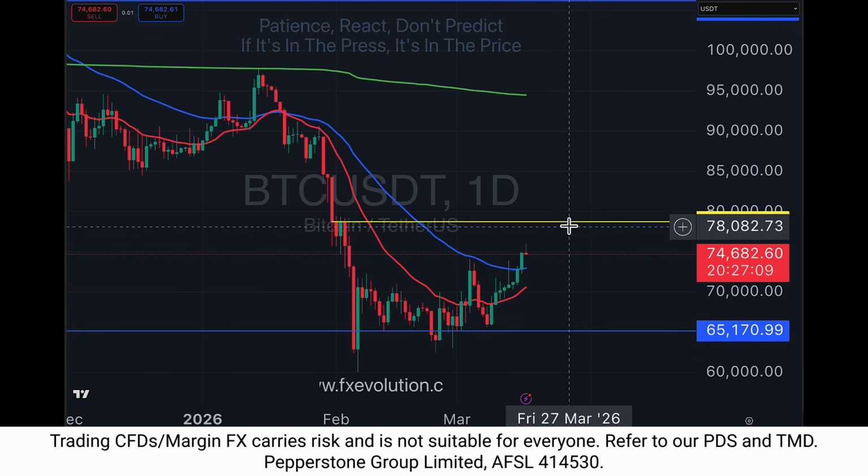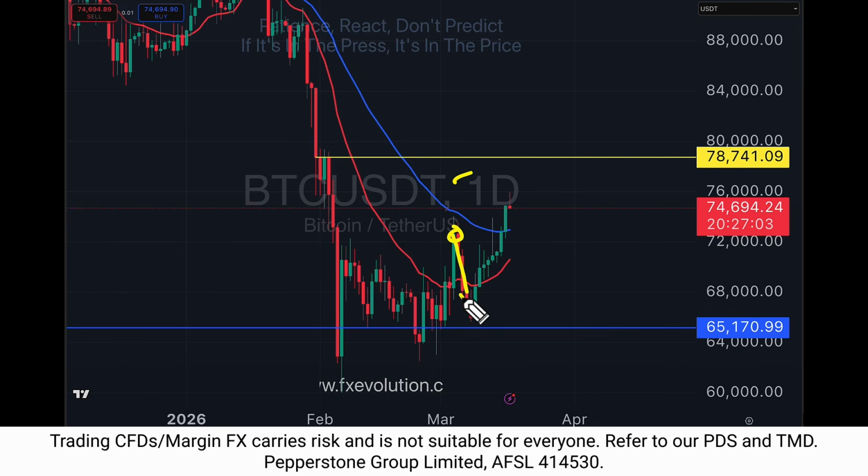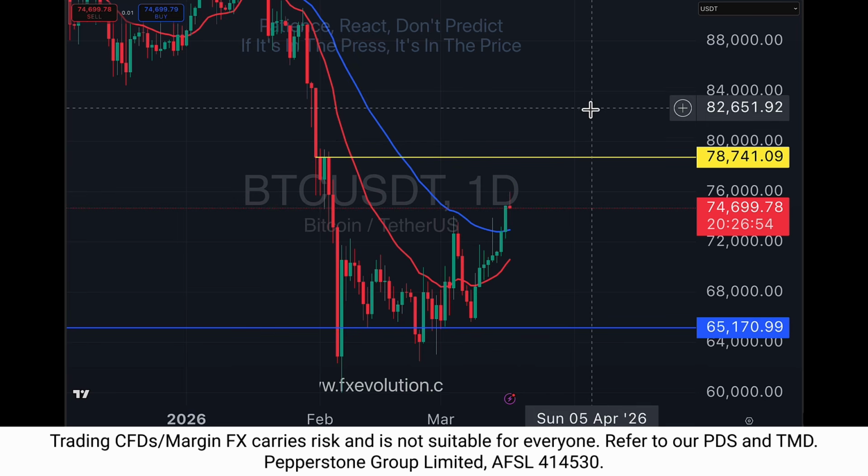And Bitcoin, you can see here, breaking to the upside after taking that high of 72,000, pulling back, which was a little bit nasty, and then of course now rallying. Could it get to 79, 80,000? That's the next major supply or resistance zone on the charts.